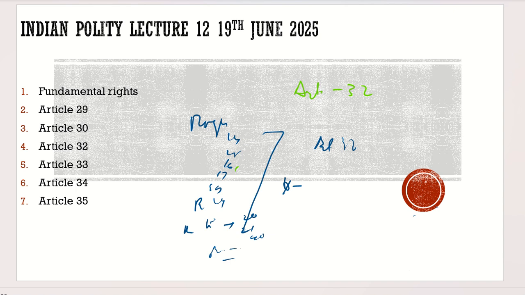Article 32 is not there. So even if you have these rights, but you don't have Article 32, they would be nothing. Their importance would be nothing. It would be like you don't have any right, because without Article 32 you cannot have these rights. This Article 32 is considered fundamental to fundamental rights. Article 32 is the fundamental to fundamental rights.